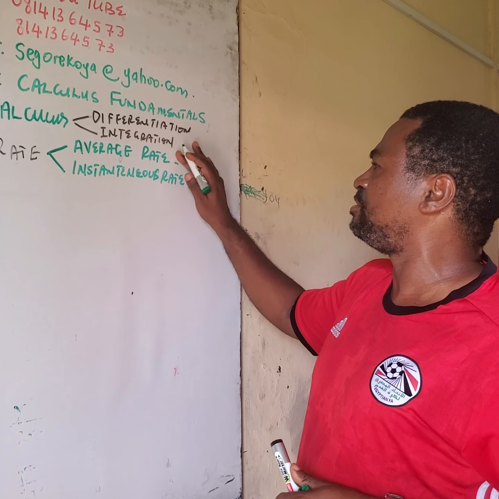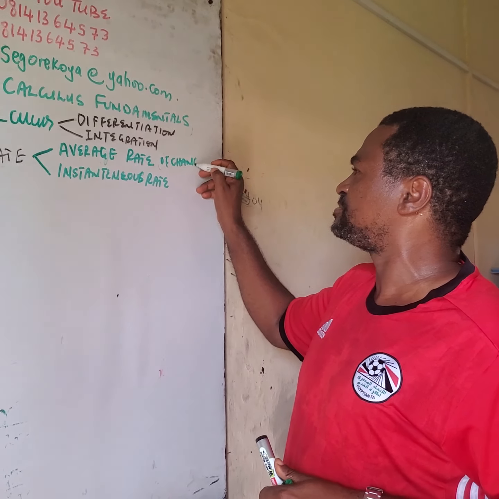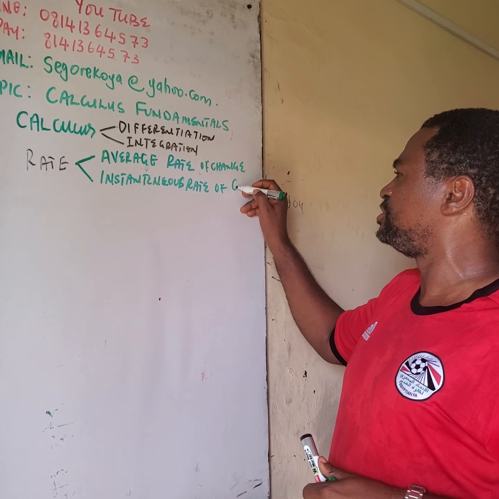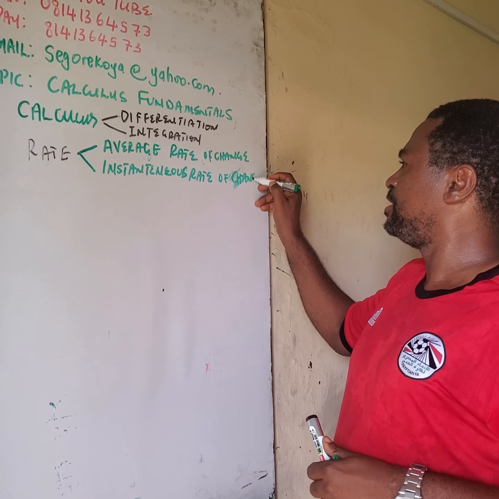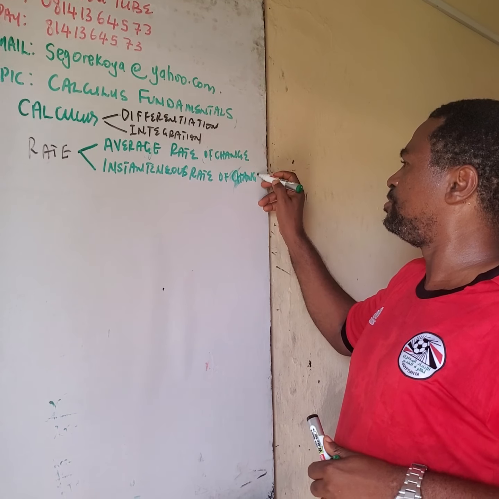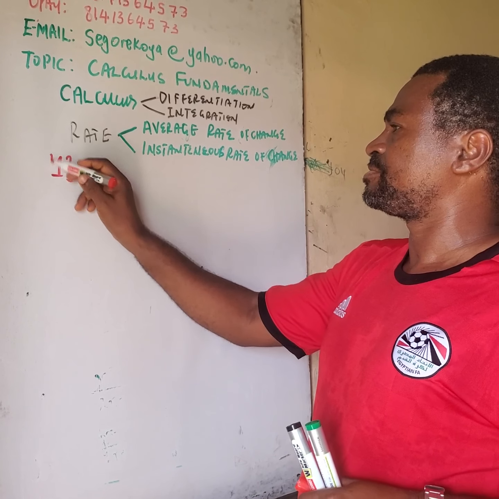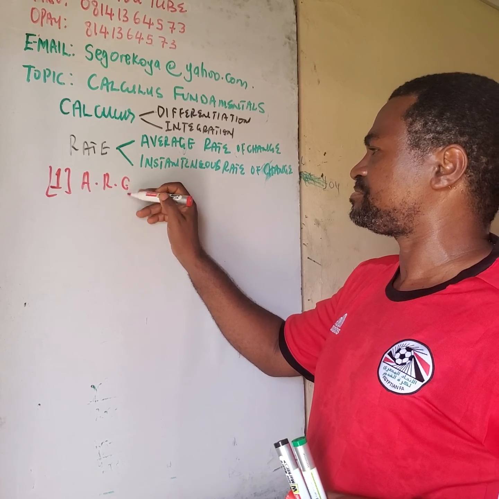Let's say average rate of change, and we can call this one instantaneous rate of change. So, what do you mean by the average rate of change? Let's start with the average rate of change. That's the first thing we need to start with.